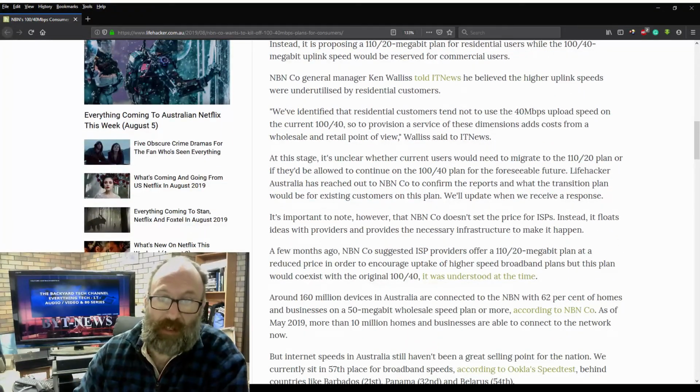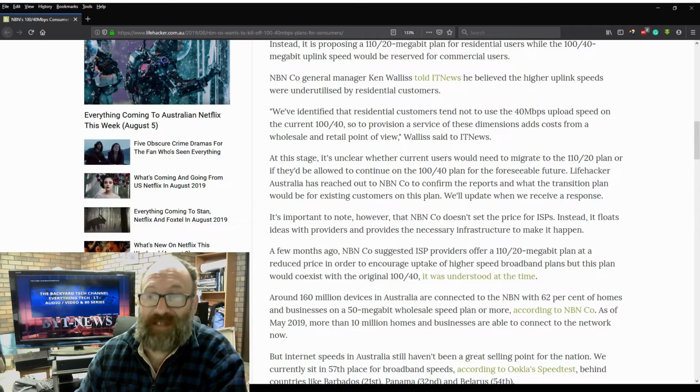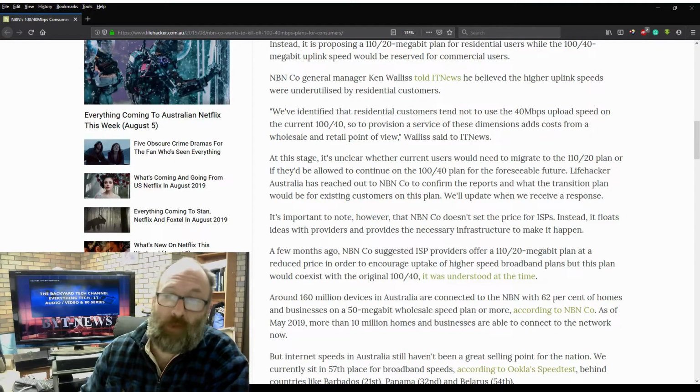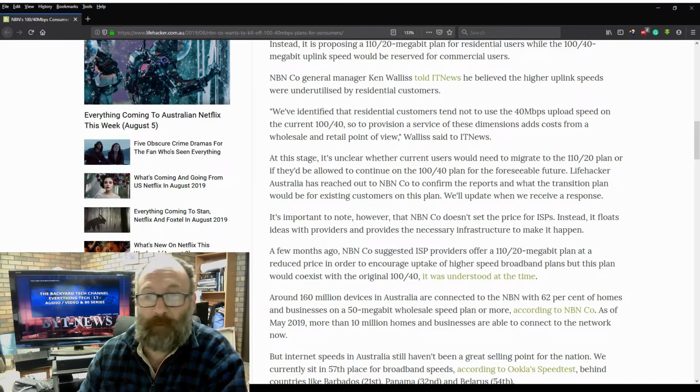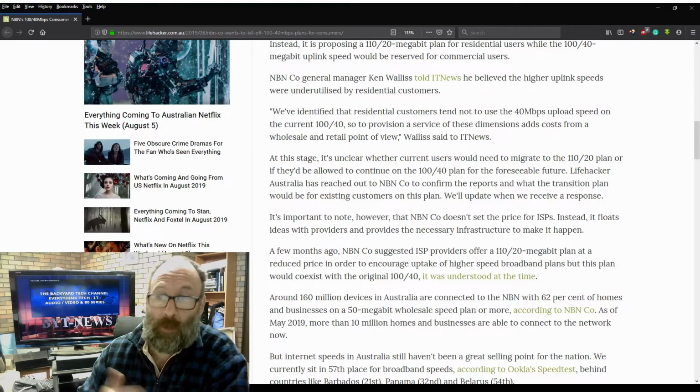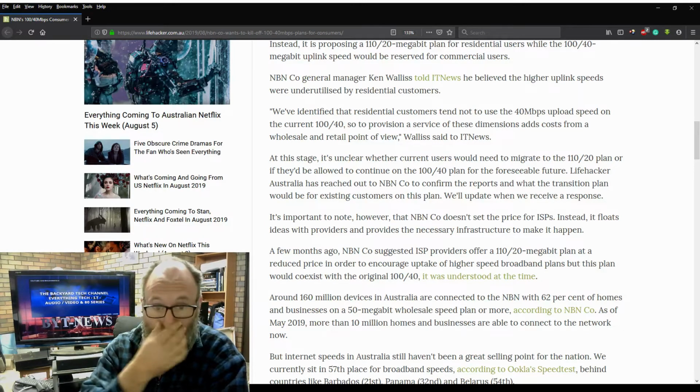At this stage, it's unclear whether current users would need to migrate to the 110/20 plan or if they'd be allowed to continue on their 140 plan for the foreseeable future. Lifehacker Australia has reached out to NBN Co. to confirm the reports and what the transition plan would be for existing customers on this plan. We'll update you when we receive a response.